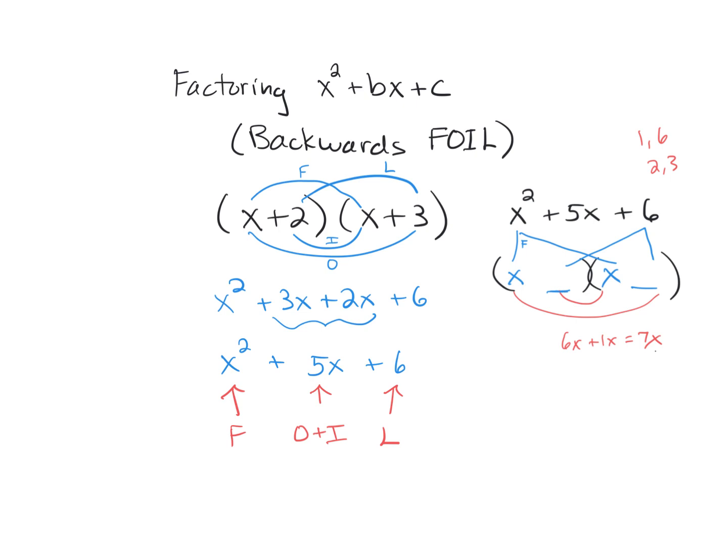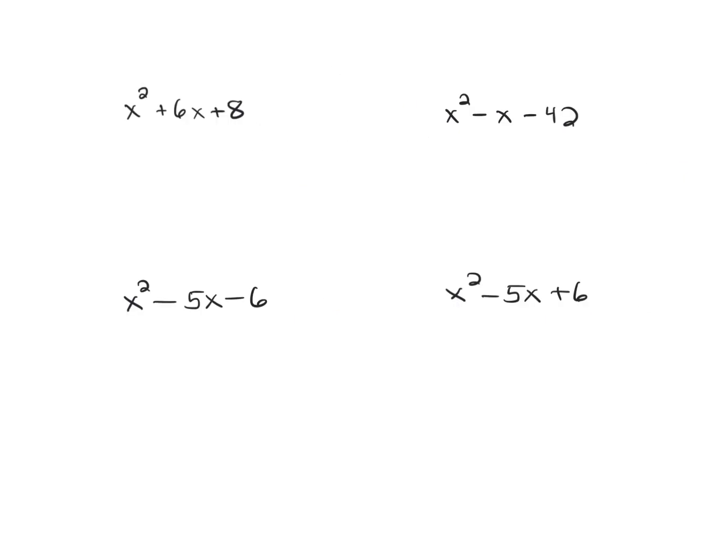and then I would try something else. So then I might try 2 and 3. Plus 2 plus 3. Now in this case, my O is 3x, and my I is 2x, which adds together to give me 5x, which was exactly what I was looking for. So let's look at some problems. Okay, here are some problems. Feel free to stop the video and try them first. I'm just going to walk through them right now with the correct answers.